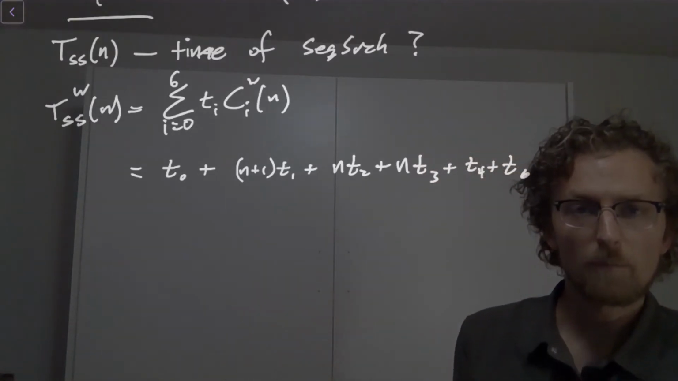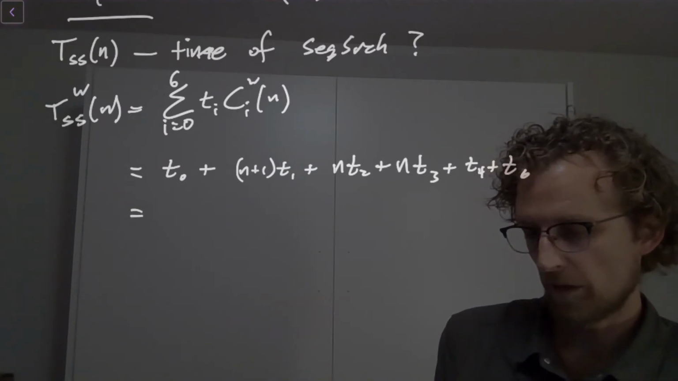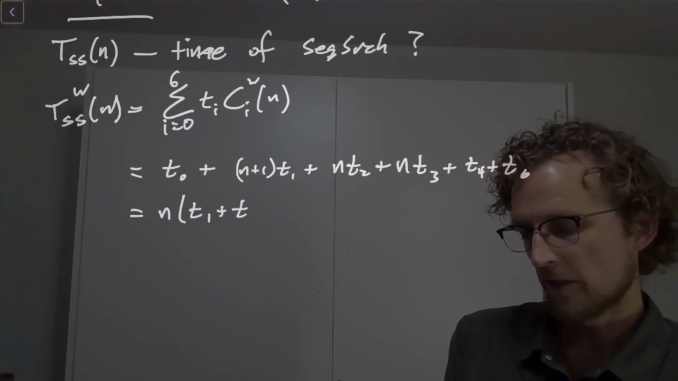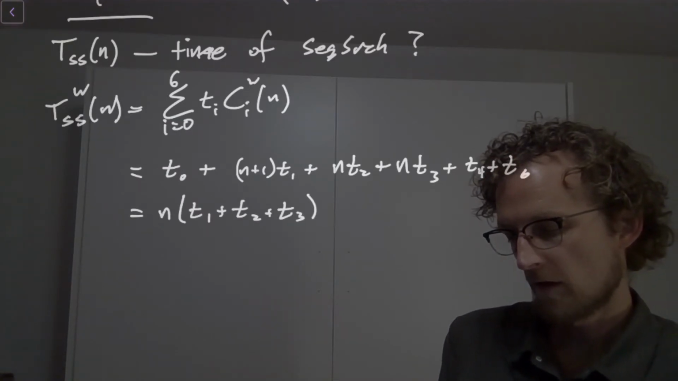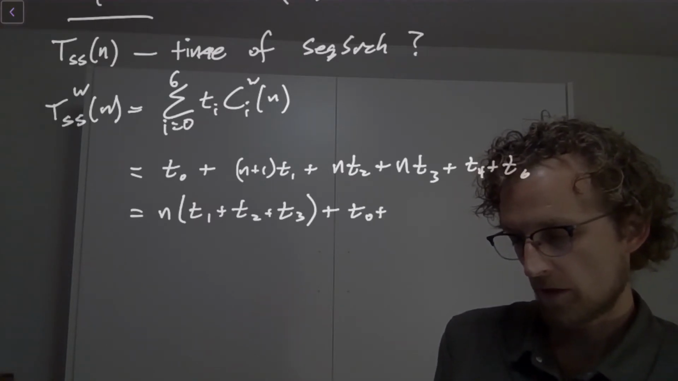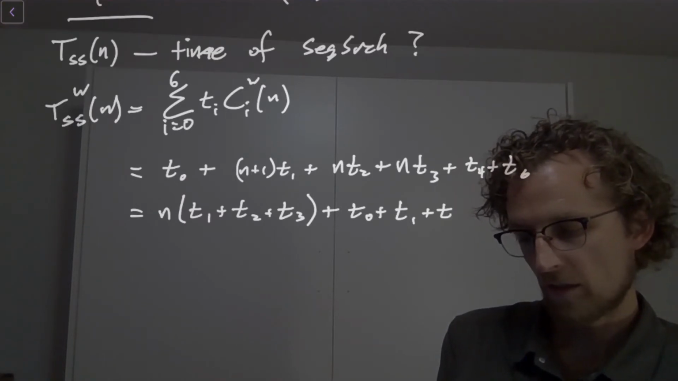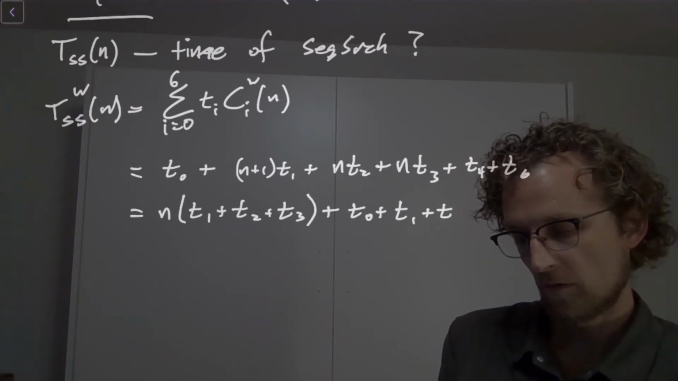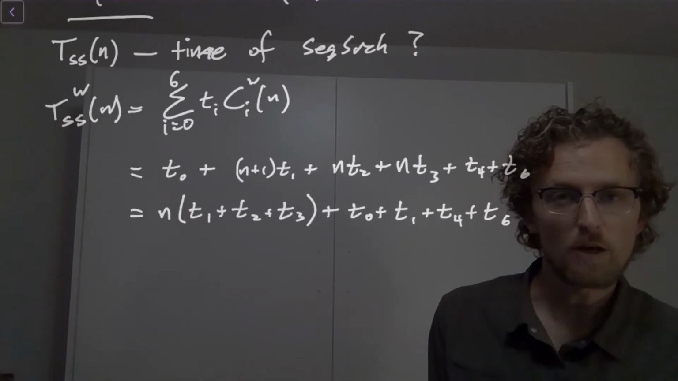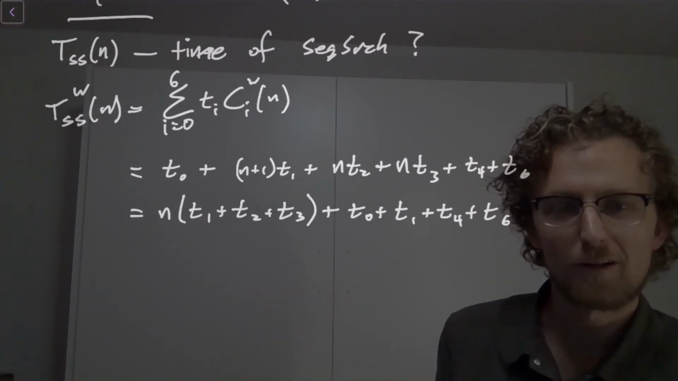Okay, and I can combine terms. I can combine this so that I have an n and a not n. Let me combine all my n's, and I have n times T1 plus T2 plus T3. And all my not n's, and I have T0 plus T1 plus T4 plus T6. Okay, and there it is, right? If I know all of these execution times, then I have my full expression for TSS.